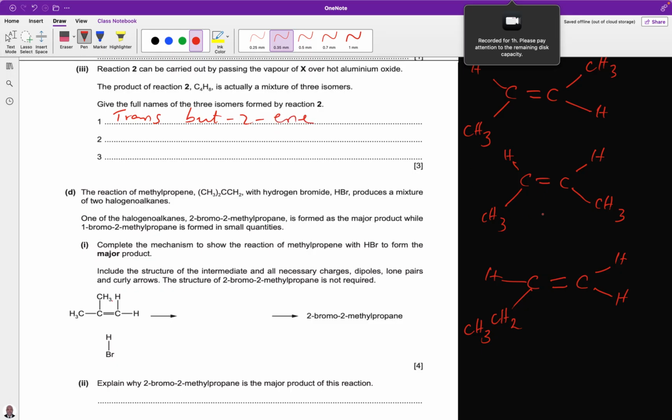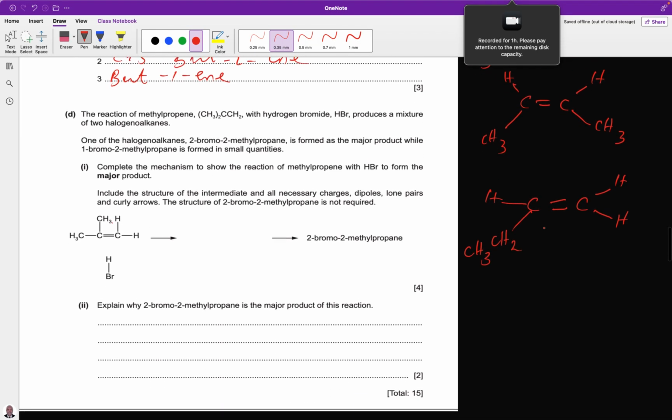The second one, I will say it is cis butene. And this one is but-1-ene. So these are the names based on the structures I have given here. It takes us to the D part.